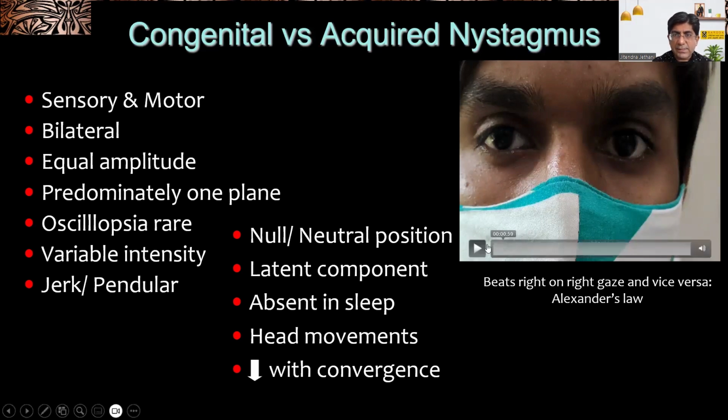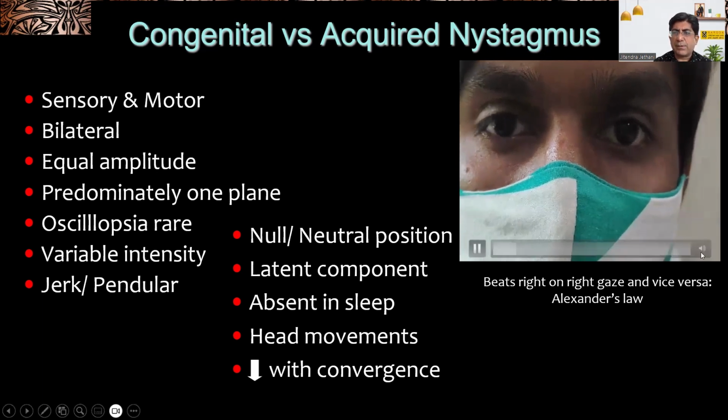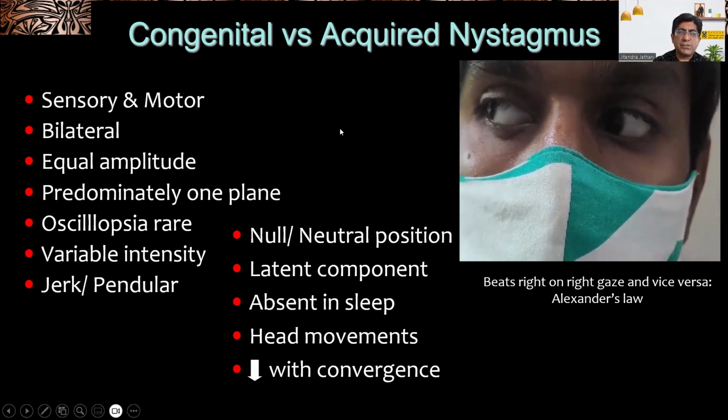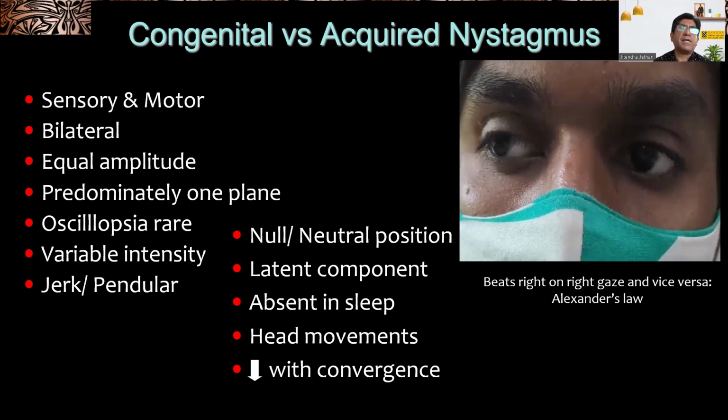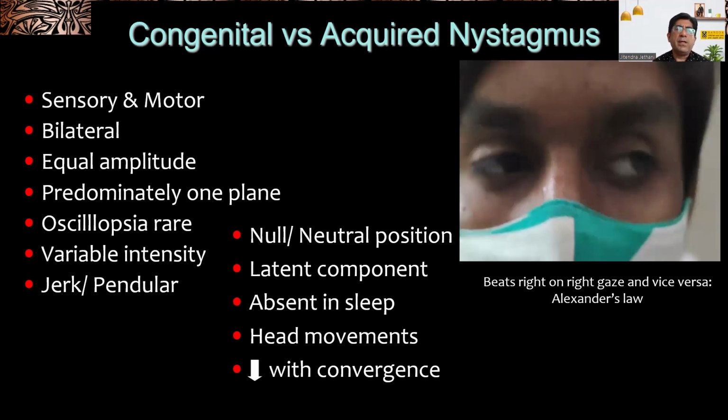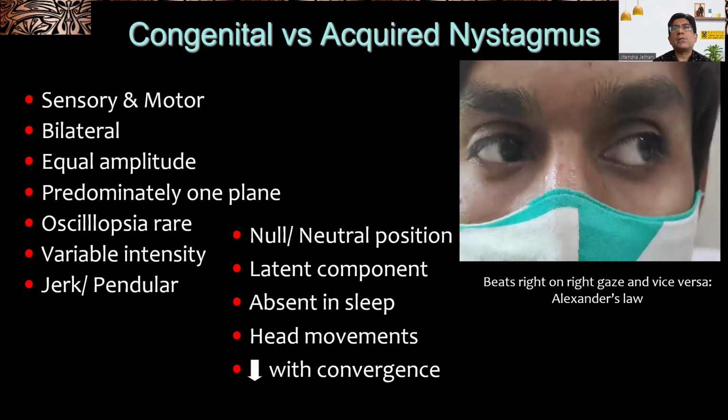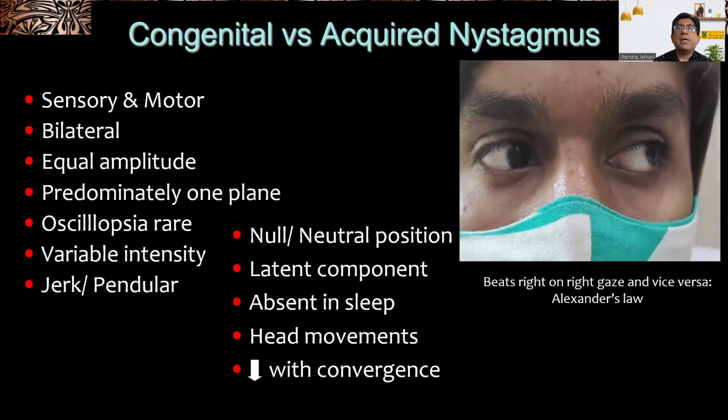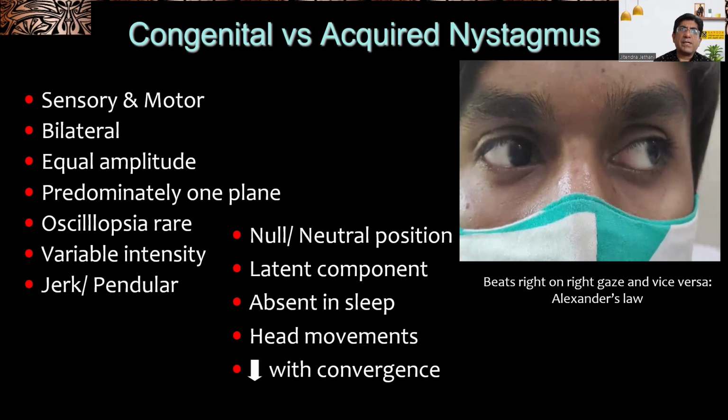Now, these are all the points of congenital nystagmus. Congenital nystagmus can be sensory or motor. So there is an underlying defect in the visual system itself, like there is a detachment or a dystrophy, there is ROP, there is a problem with the optic nerve, there is optic atrophy, or at the level of the brain, there is static encephalopathy or progressive encephalopathy. Congenital nystagmus would normally be bilateral. The amplitude will be equal. It will be predominantly in a single plane, like if it is in the horizontal plane or vertical plane, it will be predominantly in a single plane.